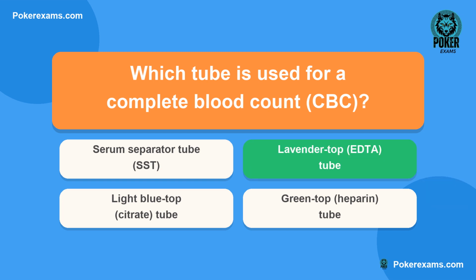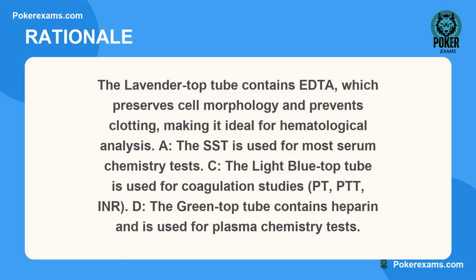The correct answer is B. Here is why. The lavender top tube contains EDTA, which preserves cell morphology and prevents clotting, making it ideal for hematological analysis. A. The SST is used for most serum chemistry tests. C. The light blue top tube is used for coagulation studies, PT, PTT, INR. D. The green top tube contains heparin and is used for plasma chemistry tests.